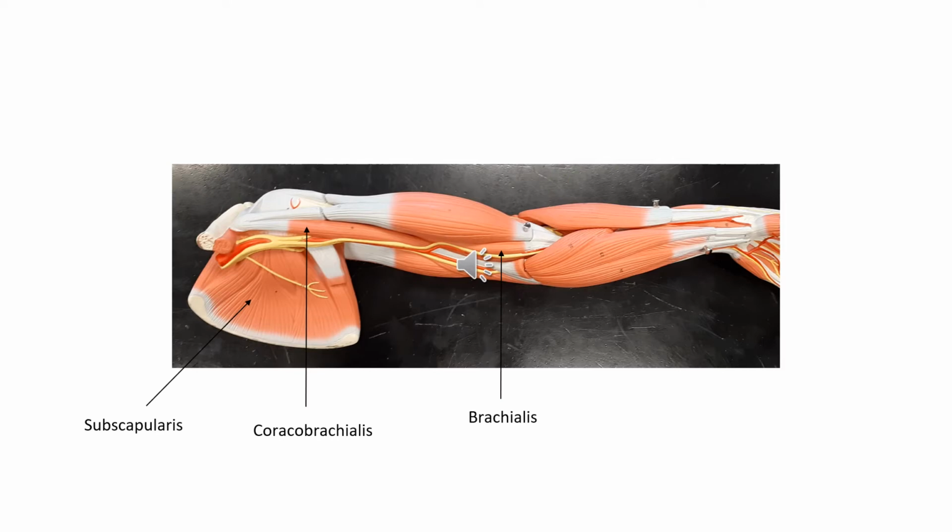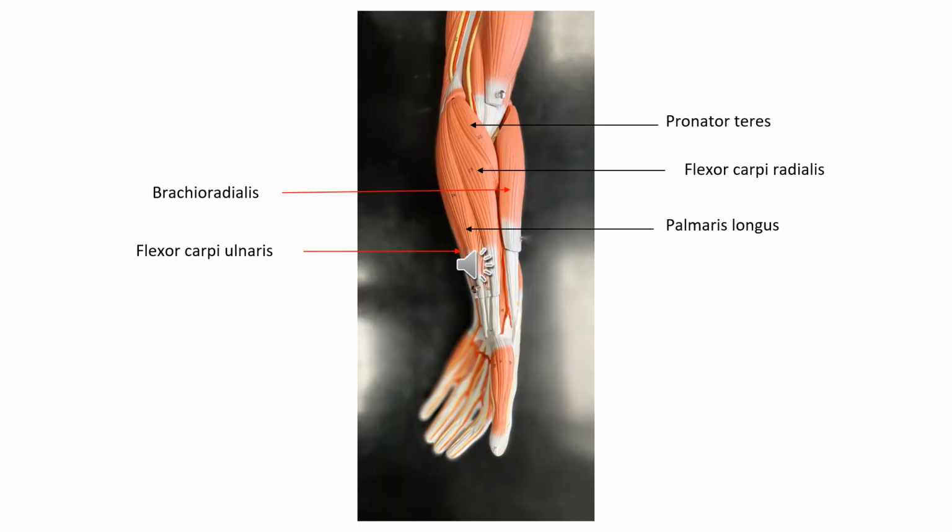This is the coracobrachialis. Its main actions are to flex and adduct the arm at the shoulder. This is the brachialis. Its main action is to flex the forearm at the elbow. This is the subscapularis. Its main actions are to medially rotate and adduct the arm, and it also helps hold the humeral head in the glenoid fossa.